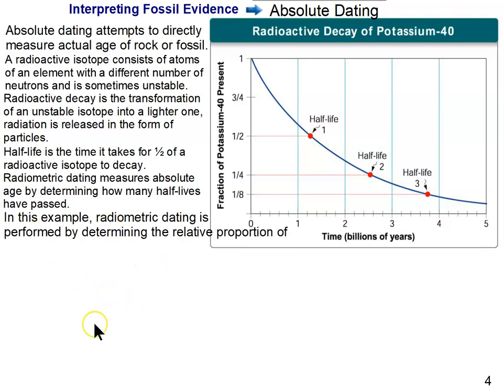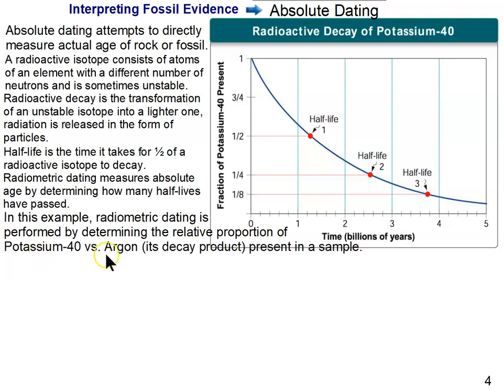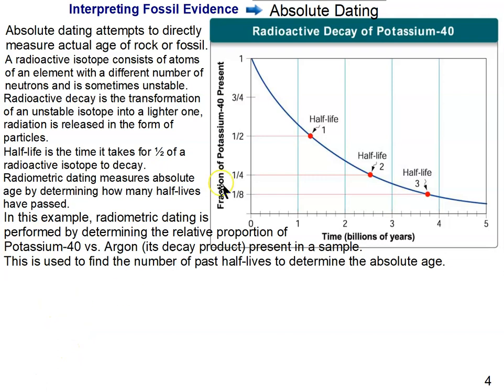So in this example, radiometric dating is performed by determining the relative proportion of potassium-40 versus argon, like I just said. Argon is its decay product. And if you don't understand it here, hopefully you will after performing the gizmo that is assigned this week along with this information. So we find the number of past half-lives to determine the absolute age.